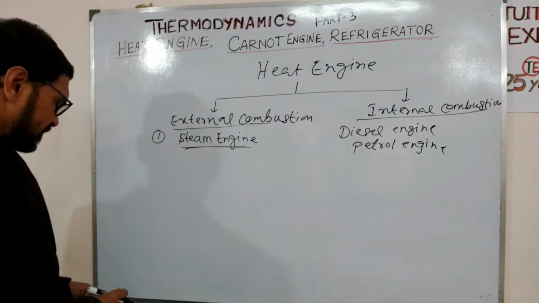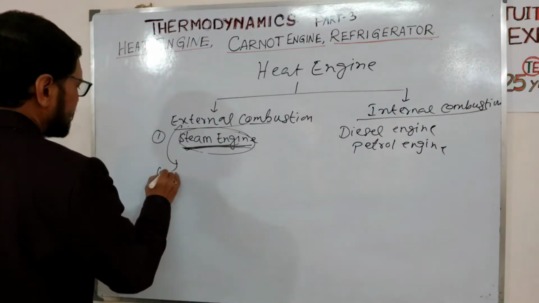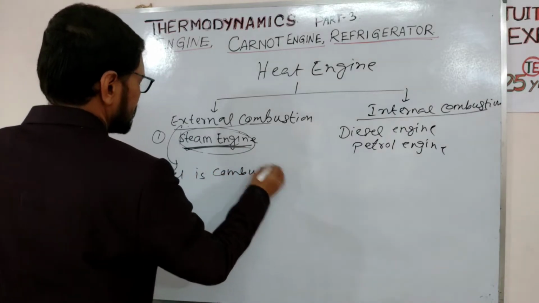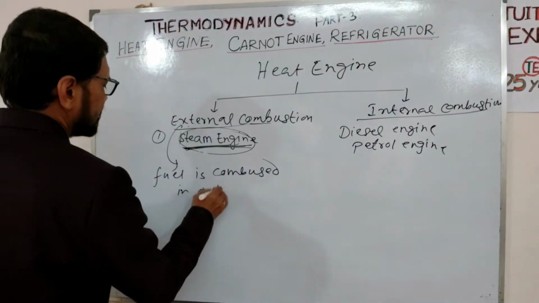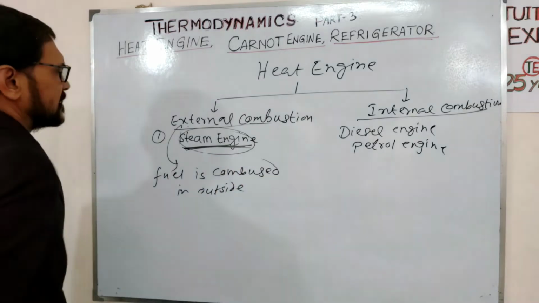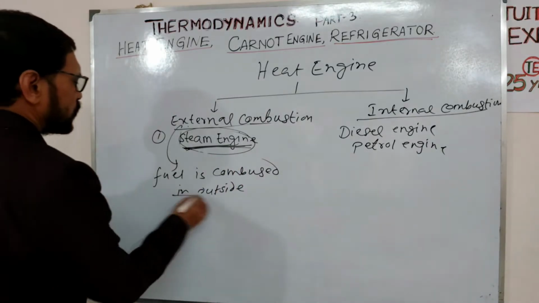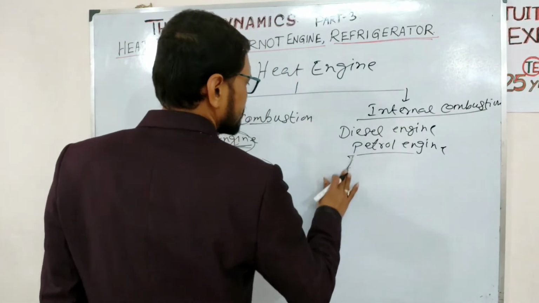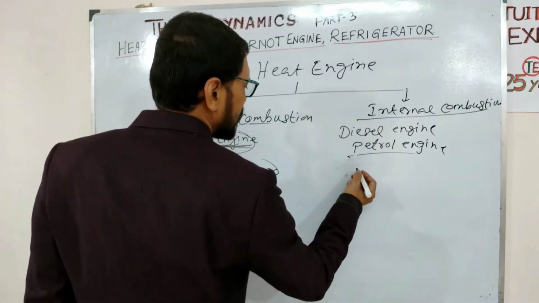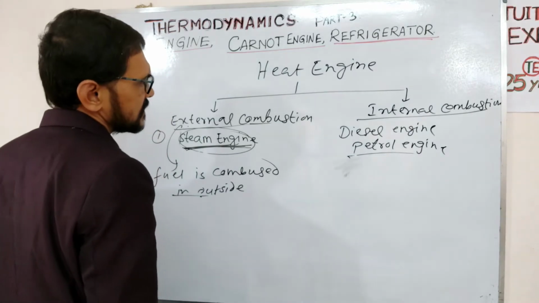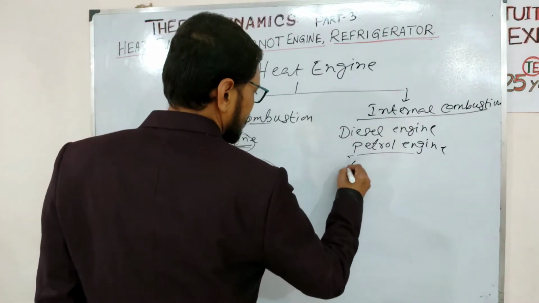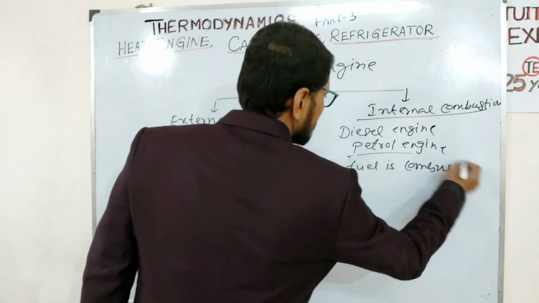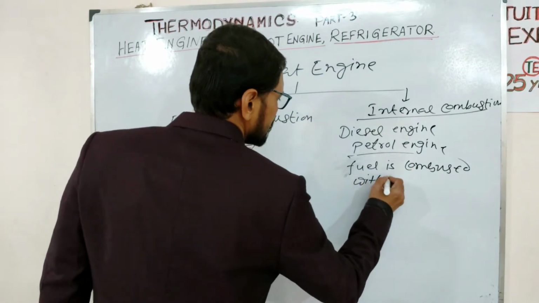In an old train, the fuel is combusted outside. In a diesel engine or petrol engine, the fuel is combusted within the instrument.